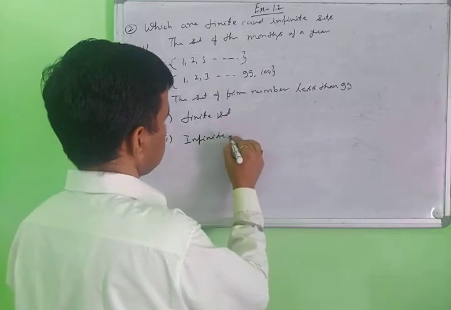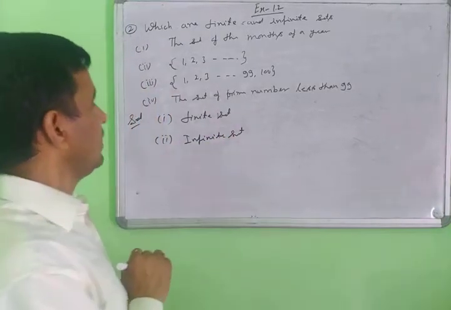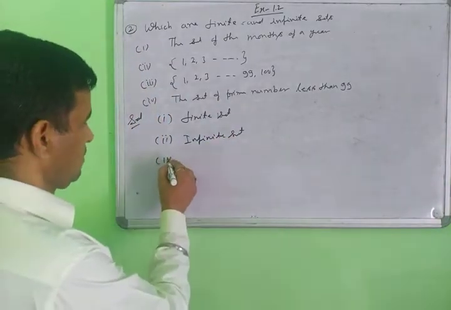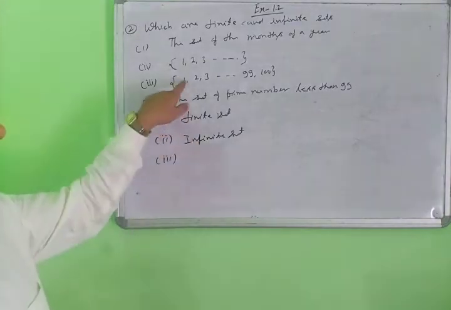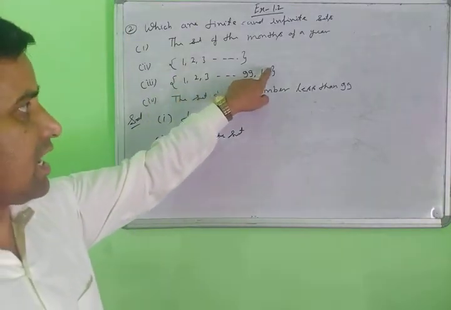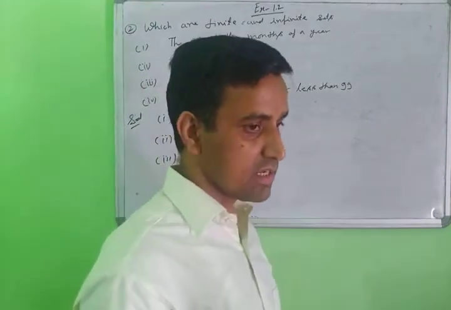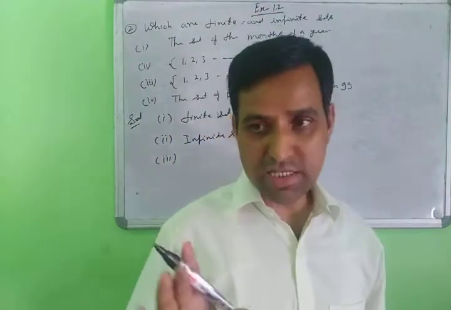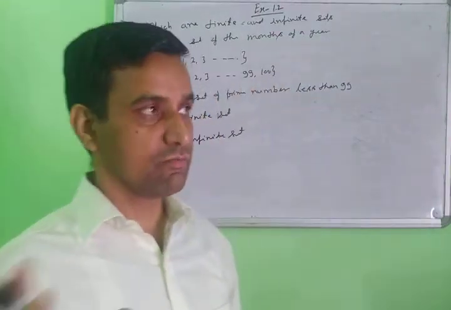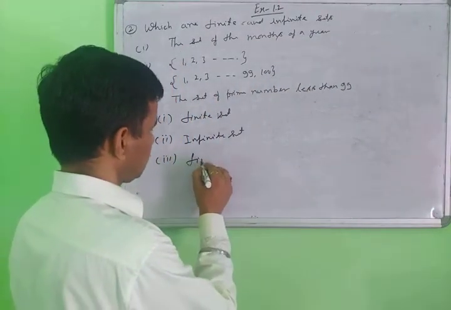Infinite set. Third: 1, 2, 3, up to 99 and 100. The last element is given here, 100, meaning total elements 100. Then you can say this set is a finite set.